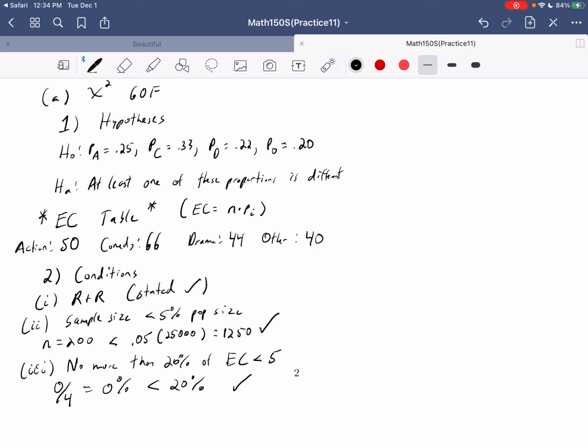Would it have been okay if one of them had been less than 5? Like say this other had come in as like 3 or 4 or something? No. Then we would have been in trouble because this would have been 1 out of 4. 1 out of 4 would be 25%, and we would fail this condition. So in this one, they all had to come in at 5 or more because we only had 4 expected counts.